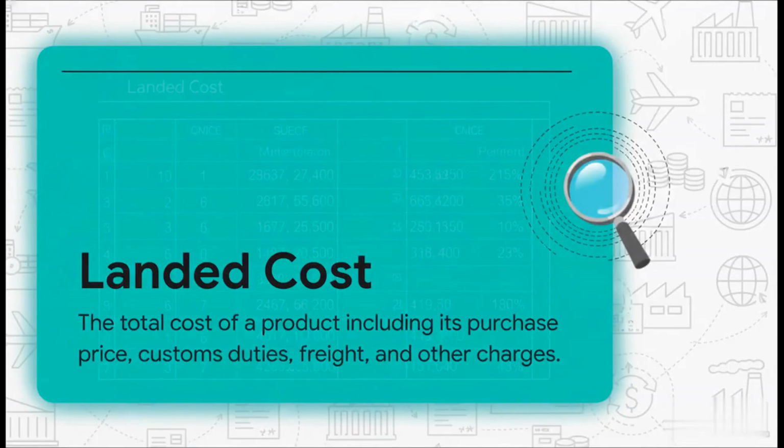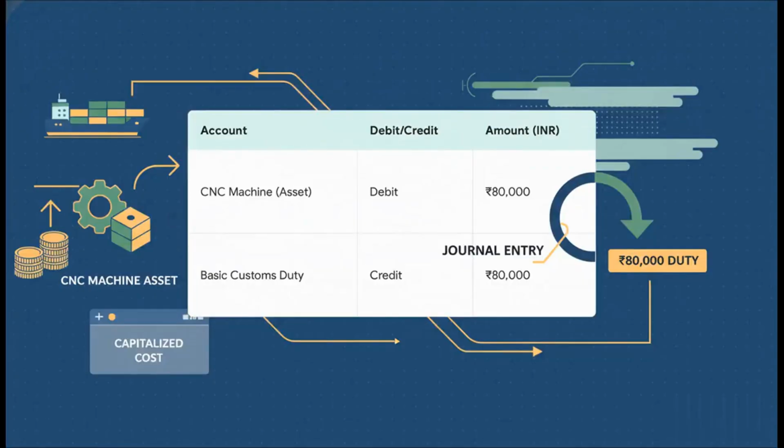It's the purchase price, plus shipping, insurance, and this is the key for our example, any of those non-refundable duties you had to pay. And this is the magic step. Remember that 80,000 rupees in customs duty that we couldn't get back? Well, instead of just expensing it and having it disappear, we're going to add it to the value of the machine itself. So this journal entry literally moves the cost from being a duty expense to being part of the CNC machine asset. We're capitalizing the cost. We're rolling it right into the machine's value.